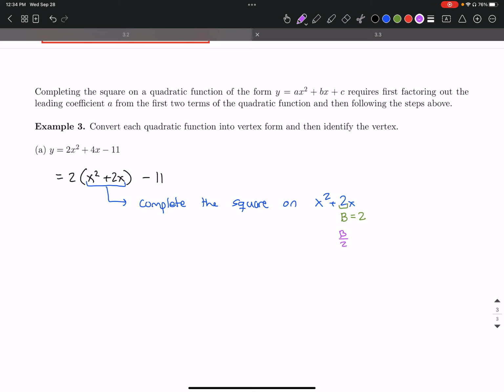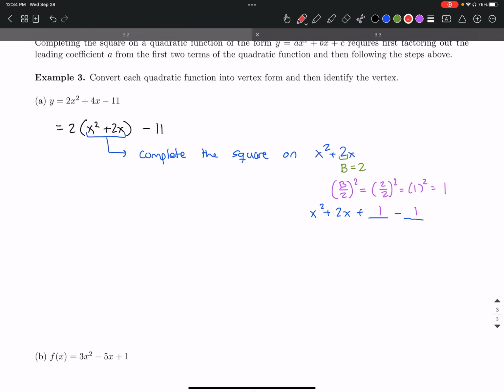Now, b over 2, quantity squared, our magical number, is 2 over 2 squared, or 1 squared, which equals 1. And completing the square tells us, take x squared plus 2x, add and subtract that magical number from that. So we are going to add 1 and subtract 1 from x squared plus 2x.